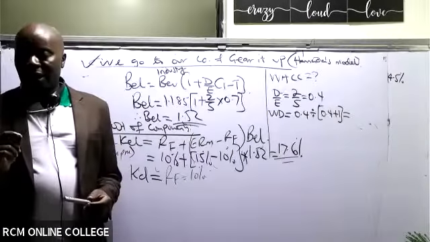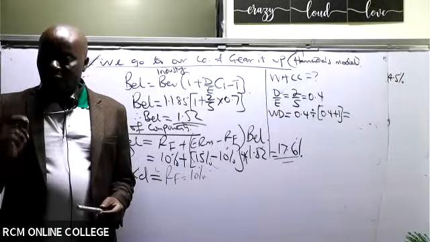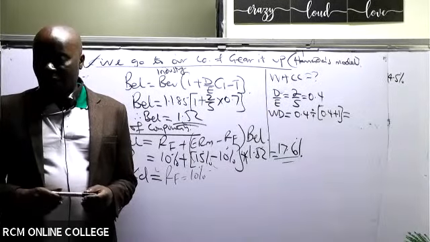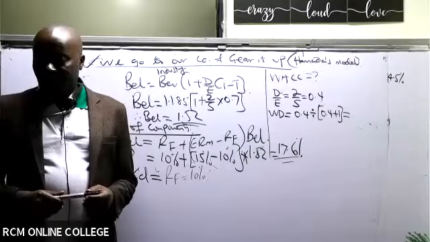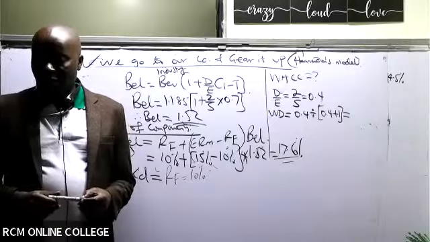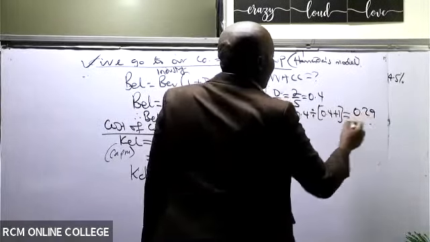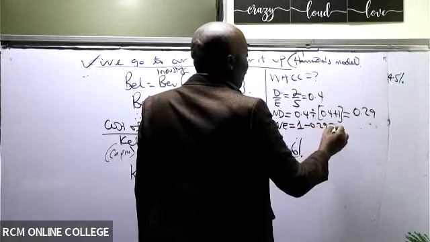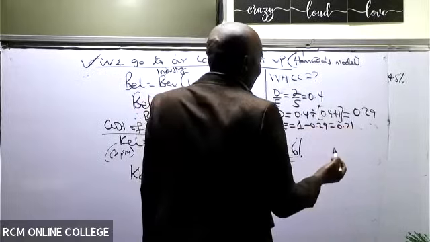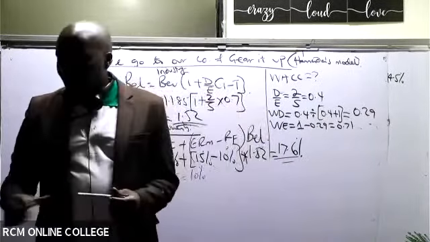0.4 divided by the same number plus 1. So what will we end up getting? Yeah, 0.29, like that. And then if that is the case, I'll be able to get the weight of equity, which will be 1 minus 0.29, which will be 0.71.